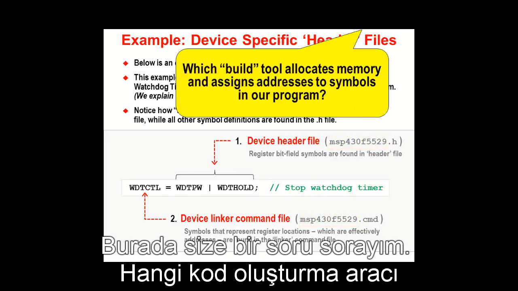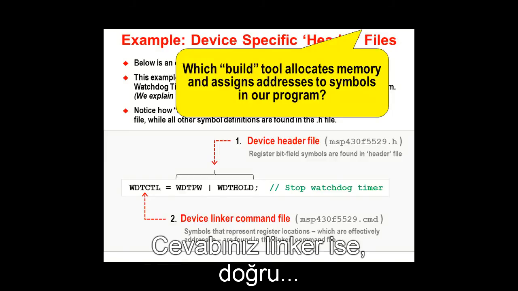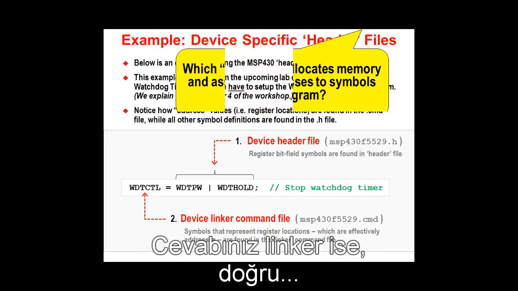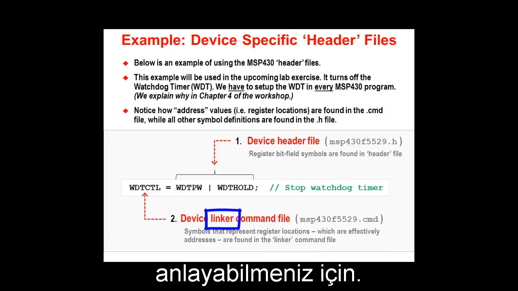Which code generation build tool assigns addresses to the symbols in our C programs? If you said linker, you're correct. Why do I ask this question? It simply goes to understanding the two files we're discussing here.